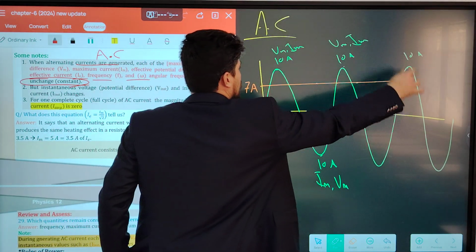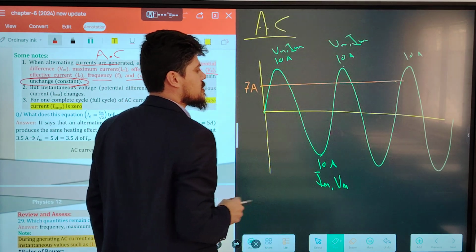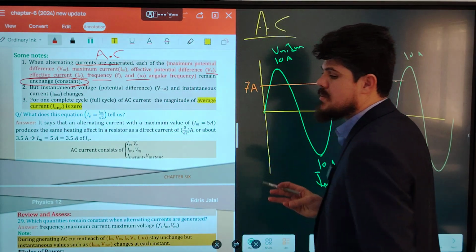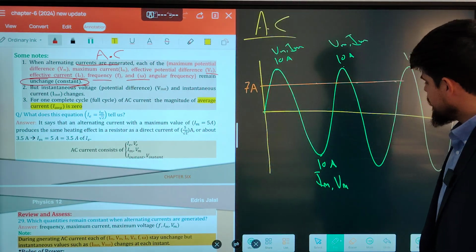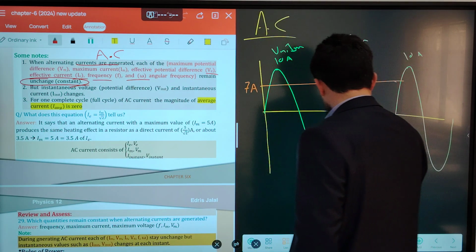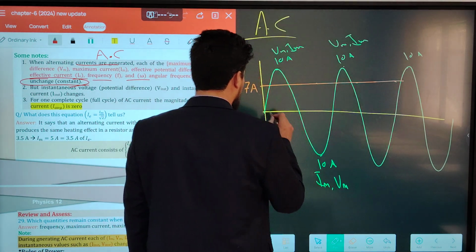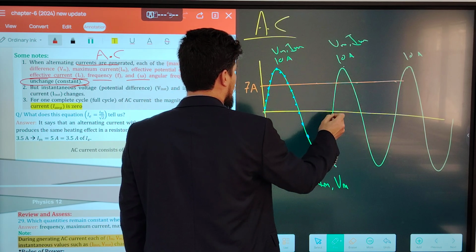Frequency is constant. If the frequency is constant, angular speed is also constant. So in an AC circuit, the maximum value, effective value, frequency, and angular speed remain unchanged. Okay? But instantaneous values change. Guys, the instantaneous value changes.